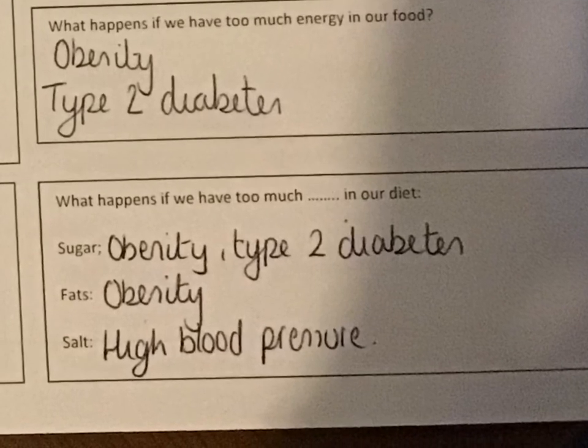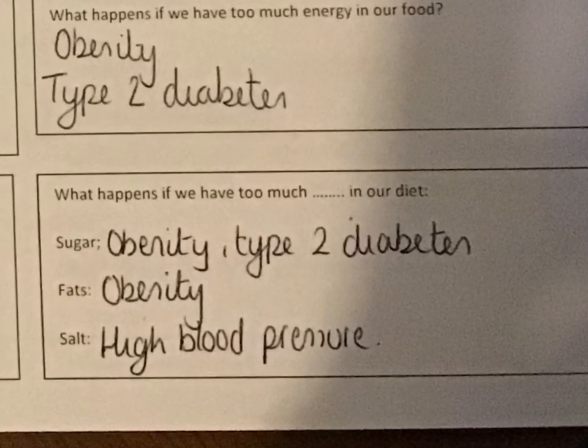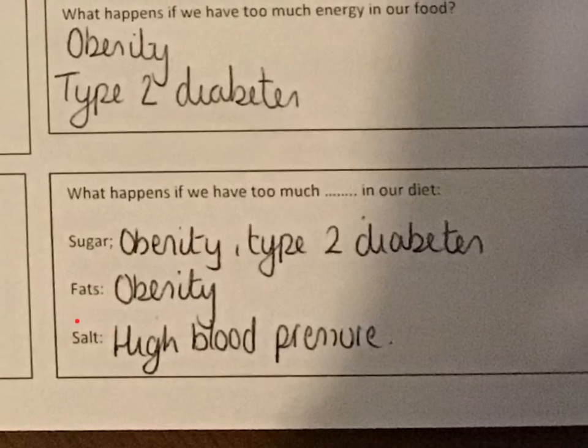And then what happens if we have too much sugar, fat or salt in our diet? We have sugar, which we've already gone through. We have obesity, and it can lead to type 2 diabetes. If you have too much fat, then it can also lead to obesity. And if we have too much salt in our diet, it will lead to high blood pressure.